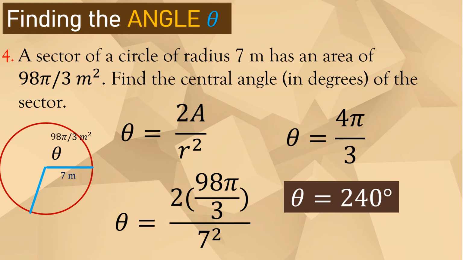So how do we illustrate that? So it means to say, ganito ang kanyang itsura. So this one is 240 degrees. Now, the area we are referring here, we're finding, is this portion, in orange. Yan ang 98 pi over 3. So yun ang kanyang ibig sabihin.